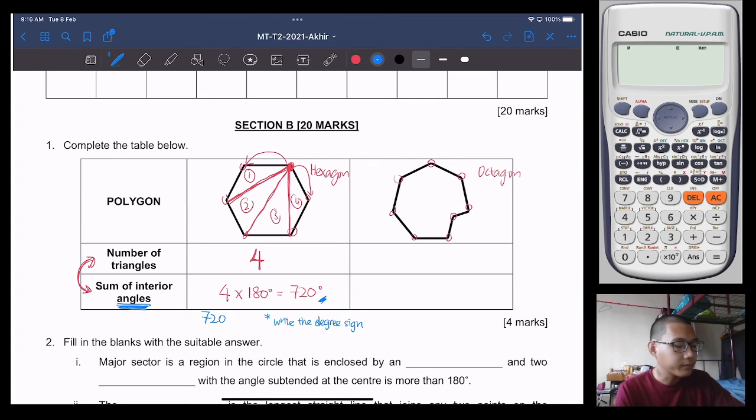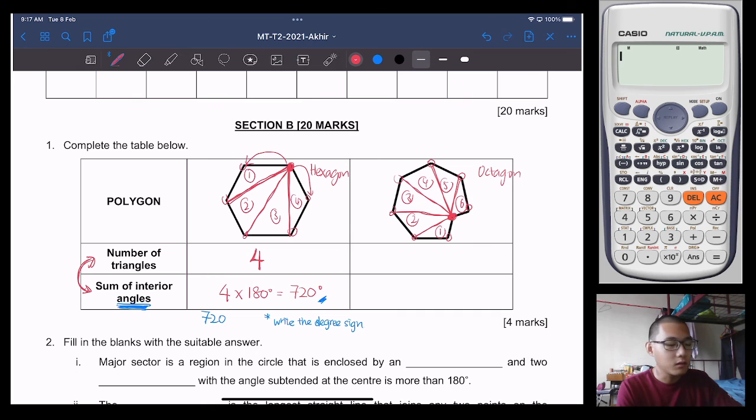Okay, the next one is the octagon. Same as the previous one, we start from one vertex. Let's say I use this one inside. We connect to the other vertices: 1, 2, 3, 4, and 5. So how many triangles do we have? 1, 2, 3, 4, 5, 6. It should be like that.